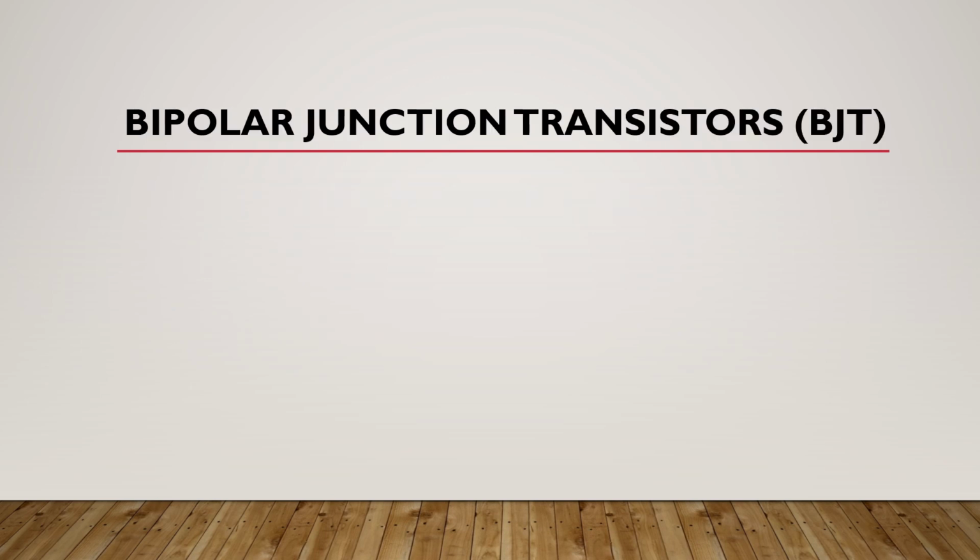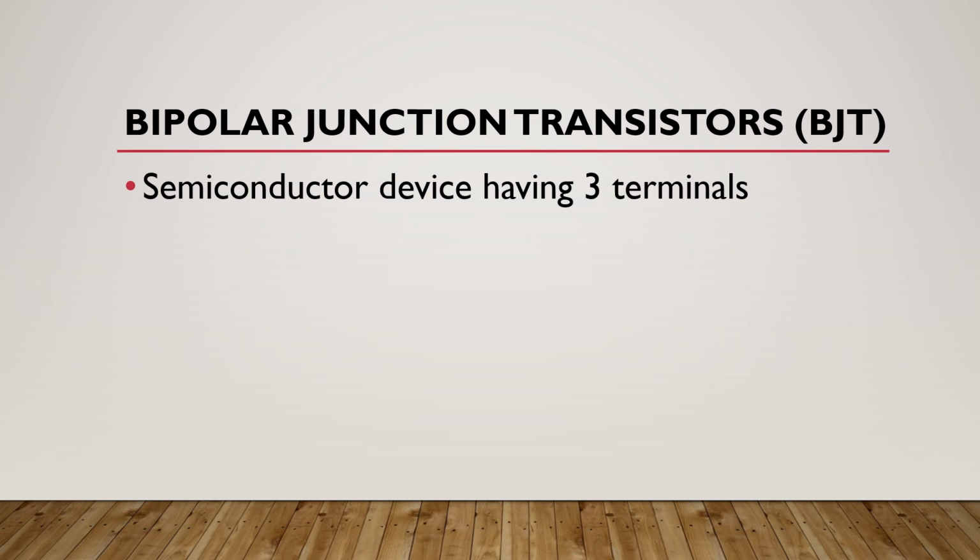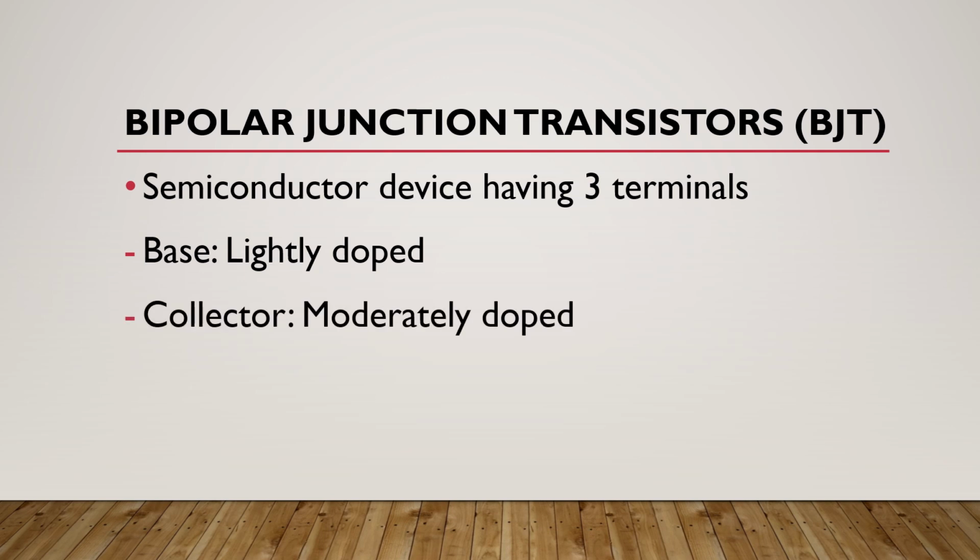Now, what are bipolar junction transistors? The bipolar junction transistor is a three-layered semiconductor device having three terminals. First terminal is base. It is a lightly doped and very thin region. This base avoids recombination of charges. Second terminal is collector. It is a moderately doped region. Third terminal is emitter. It is the most heavily doped region.